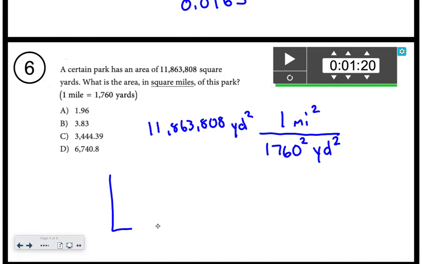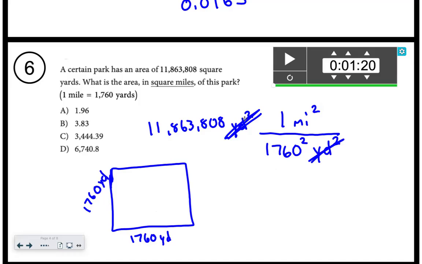You could just think of it like this: if this were 1 square mile, and 1 mile is the length of the side, which is 1760 yards, and then 1760 yards, then I'd have to multiply 1760 times 1760 to figure out how many square yards were in 1 square mile. So then cancel, cancel. Then we're going to do 11,863,808 divided by whatever 1760 squared is, and in the end, we get 3.83.